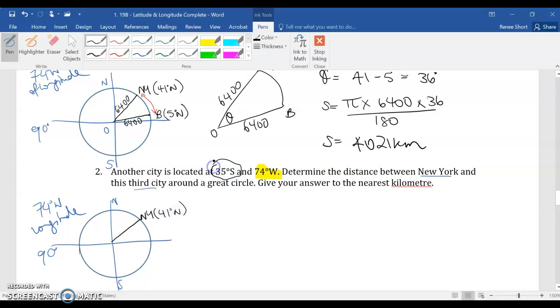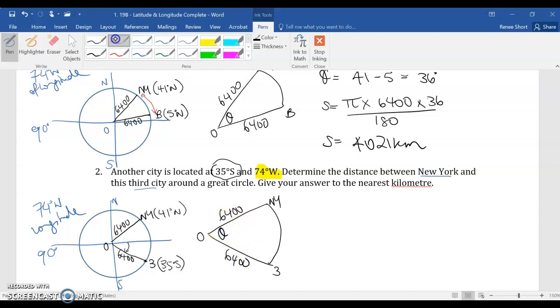Now this new city is at 35 degrees south, which actually means I'm now going to work from the equator 35 degrees this way. And so down here, I'm just going to write 3 for that third city, 35 degrees south. And both of these black lines are still that 6,400 length because they're going from the center of the Earth out to the outside of the sphere. So to focus in, this time we're working on this wedge here, where we've got New York, the third city, the center of the Earth. The radii are both worth 6,400, and I've got to know this angle here.